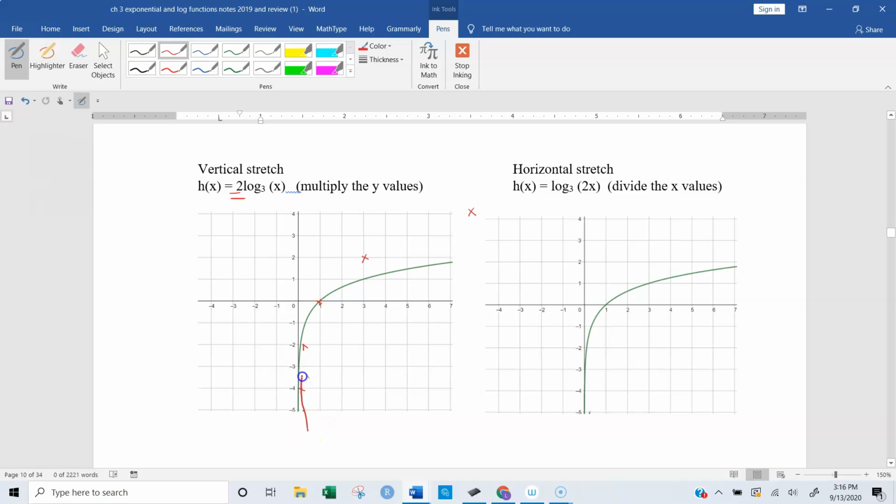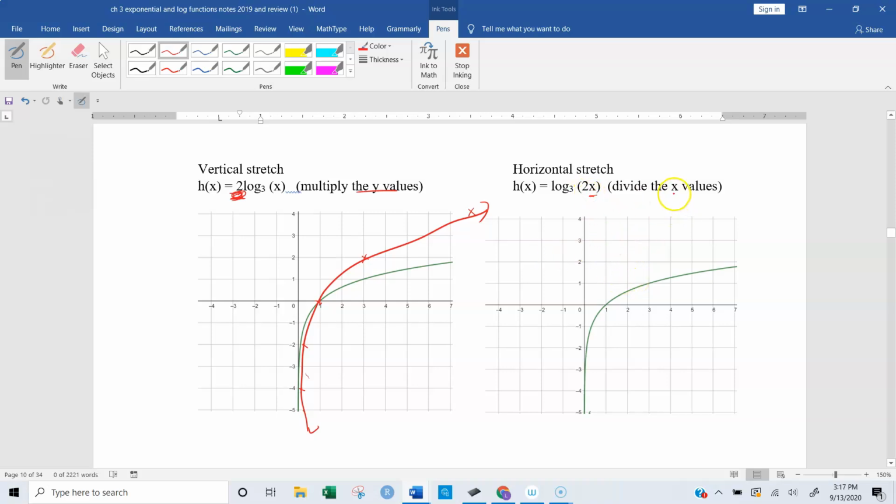And that is your vertical stretch. All right, so that's in front. You multiply the y values by this number. Okay, if it's inside, it's actually horizontal, so it's going to push it together.